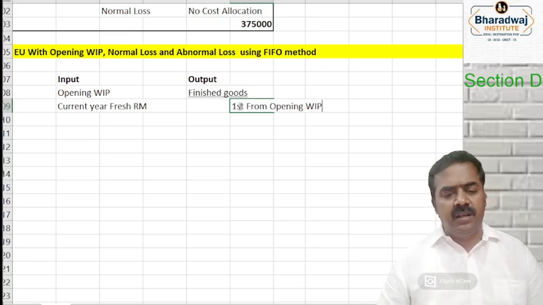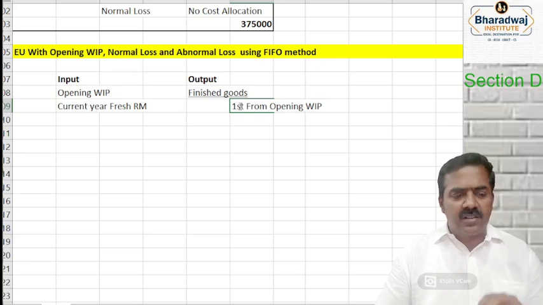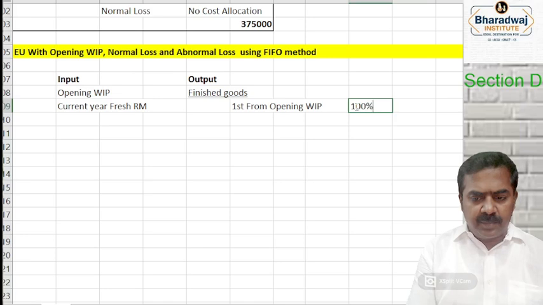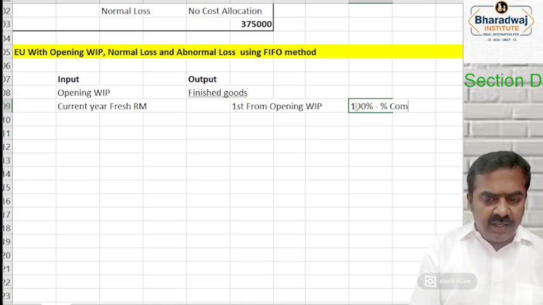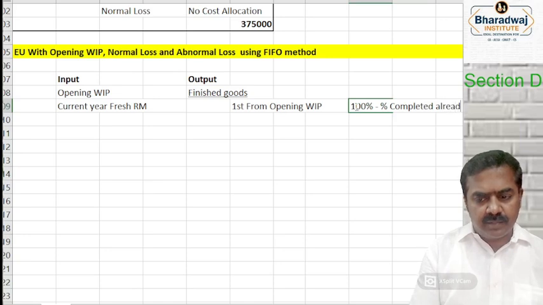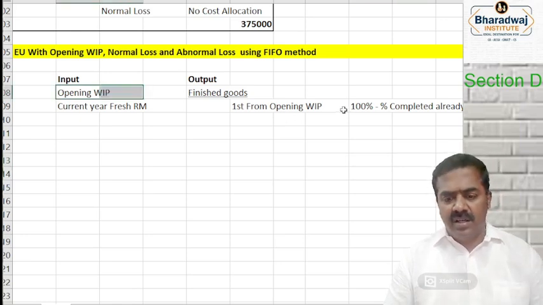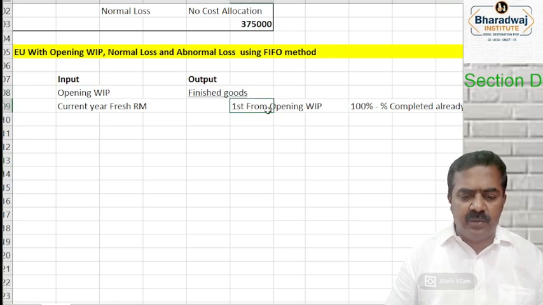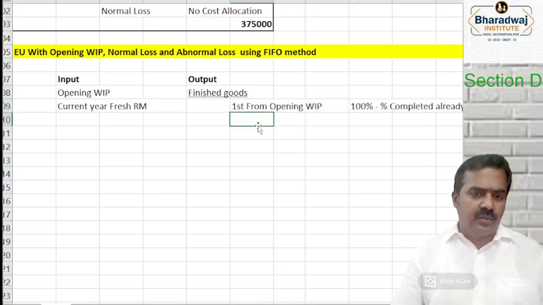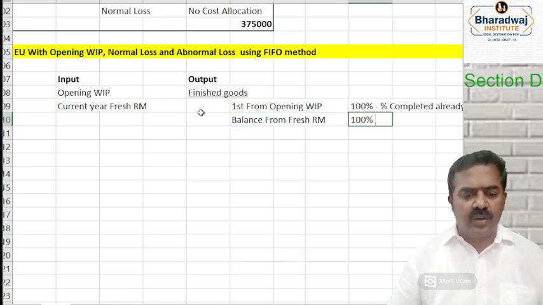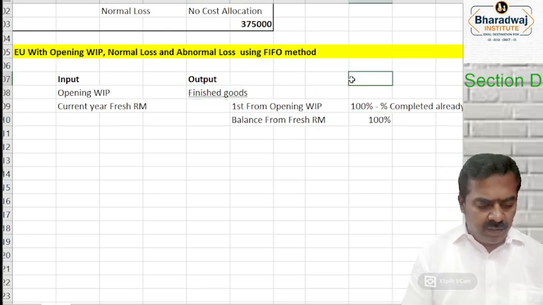See, what do you mean by WIP? Work in progress. Already some process is complete. So whatever we do in the current year is 100% minus percentage completed already. Sir, already 40% of the work is over in the last year. In the current year, the balance work we do. That is why first you take WIP and complete. First from opening WIP, balance from fresh raw material. We do 100% of the work. Okay. So this is equivalent unit.